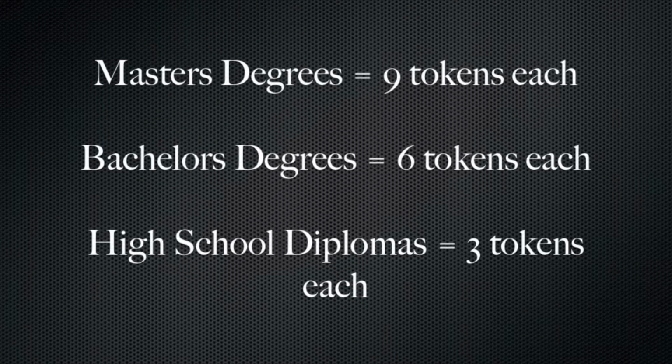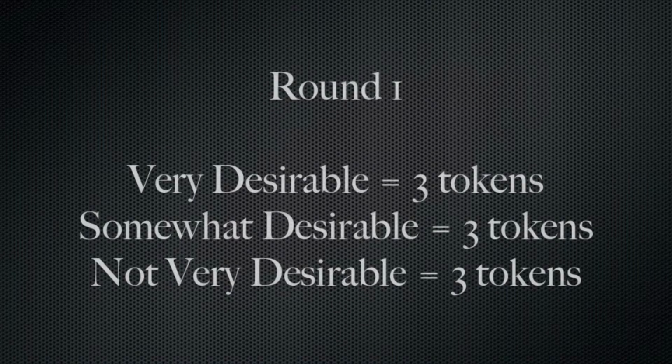Step 3. Allocate tokens to each member of each group of students. The master's degrees should have 9 tokens each, the bachelor's degrees should have 6 tokens each, and the high school diplomas should have 3 tokens each. Step 4. In the first round, all the groups of cupcakes, or jobs, will be priced the same at 3 tokens each. Step 5. Begin the purchase of cupcakes.